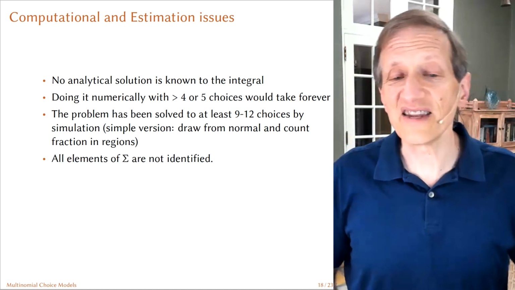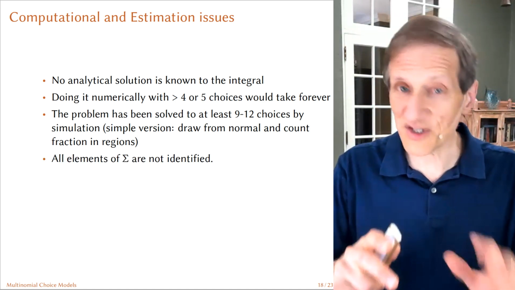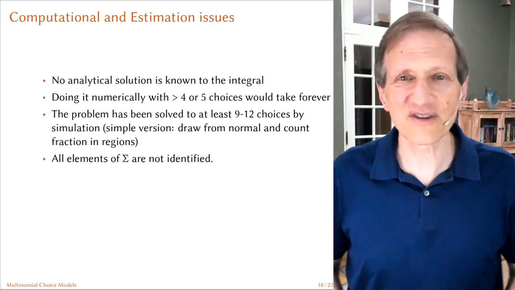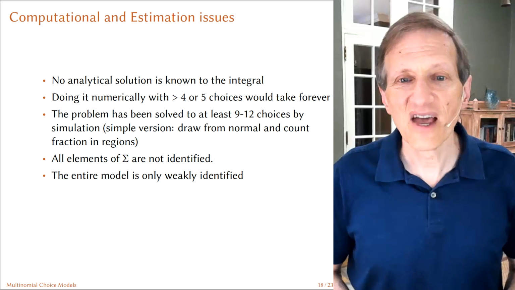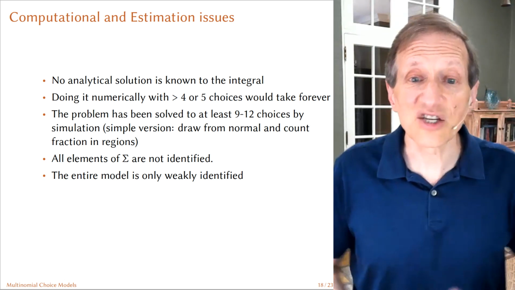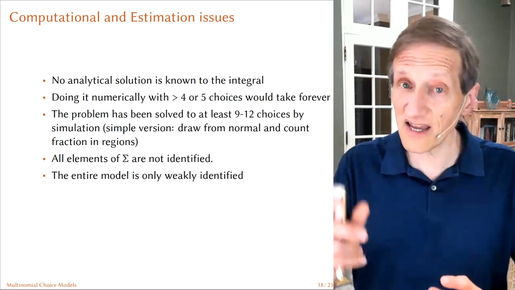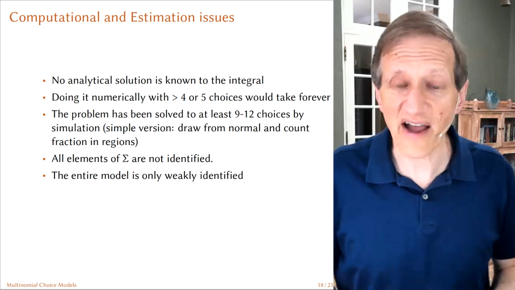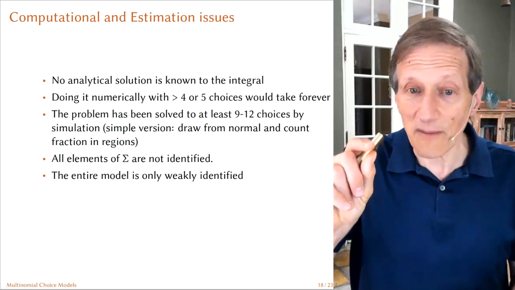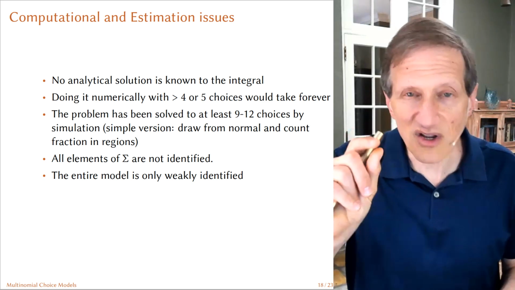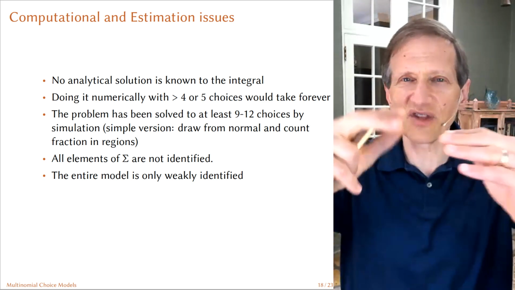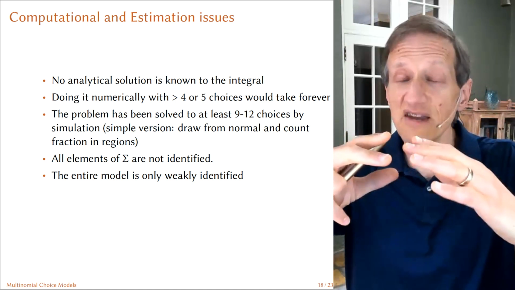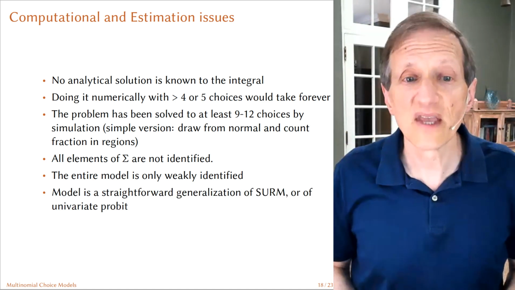The problem is that even if you do that, all the elements of sigma are not identified, so you have to work hard on figuring out which elements of sigma are identified. The entire model is only weakly identified, by which I mean, what does that mean? Because I haven't defined that. It means that there's a lot of model dependence. You can be close to non-identification. The likelihood surface is relatively flat, even if there's a unique maximum.